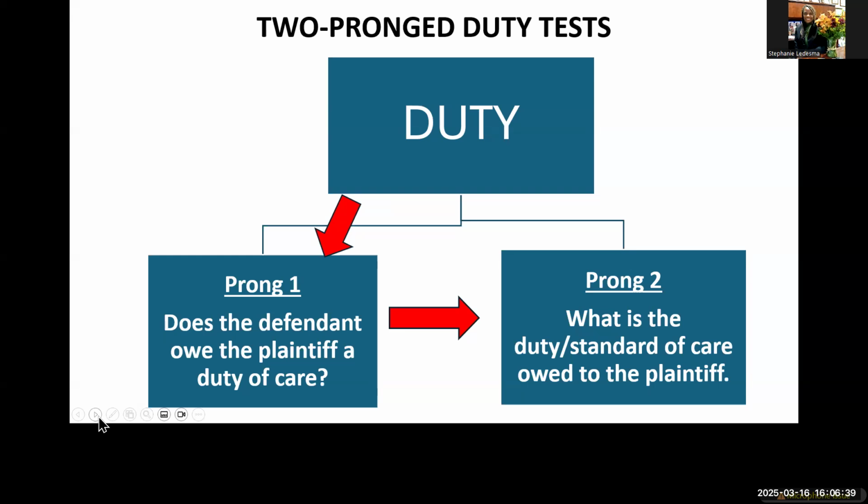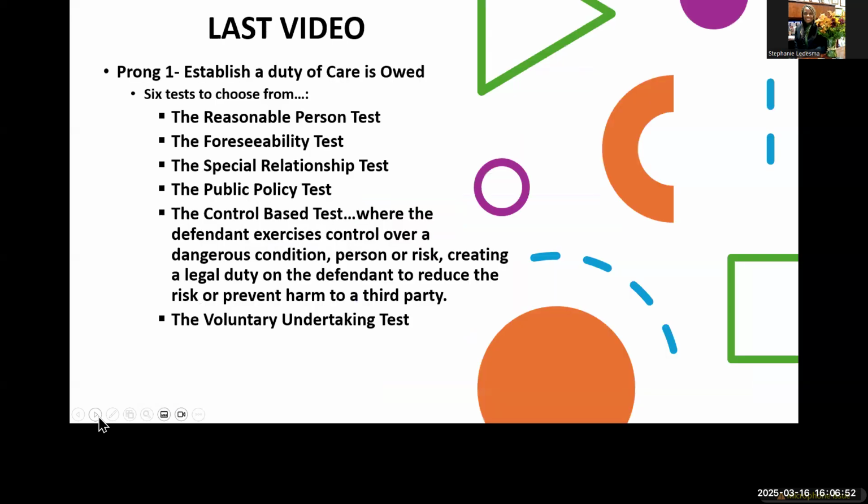the next step with element 1, right? We're still under duty of care. The next step is then to proceed to prong 2, where we identify the duty of care that is owed. Video 2 focused on prong 1. Does the defendant owe the plaintiff a duty of care?